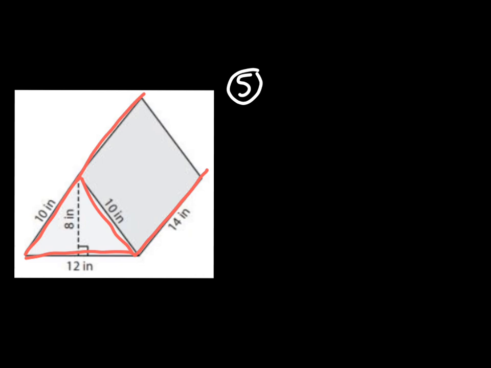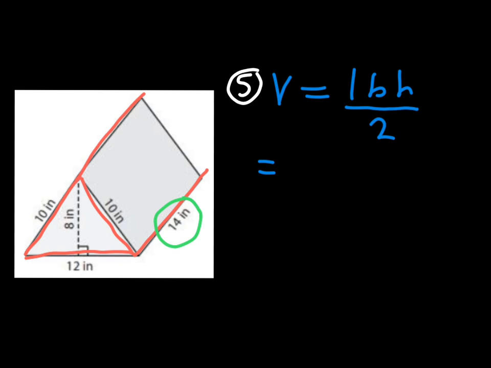So, to calculate the volume of this 3D shape, we need to find the formula for the volume of a triangular prism. So, if we have a look at our formula sheet, we can see that the volume is equal to the length times the base times the height, all over 2. Next, we have a look at our figure and we substitute in the appropriate values. The length refers to this over here, so that is 14.